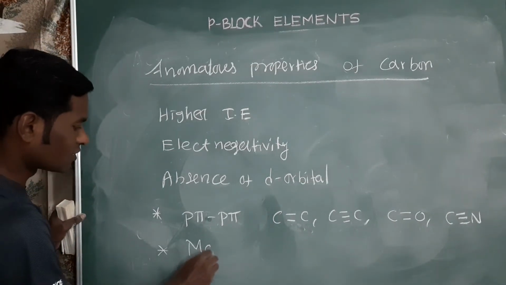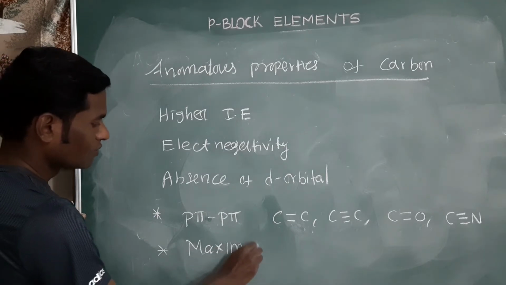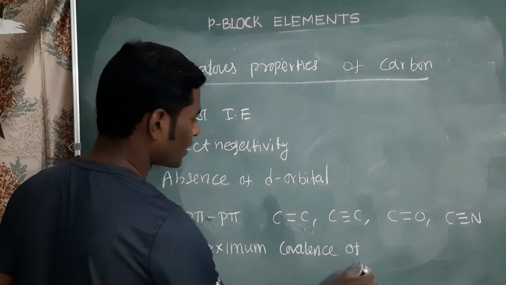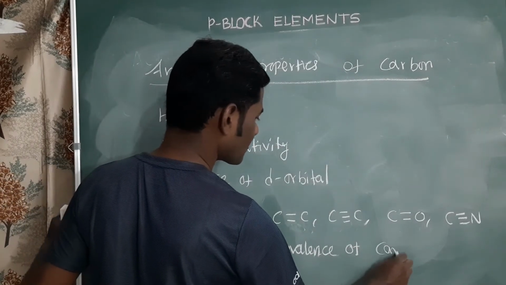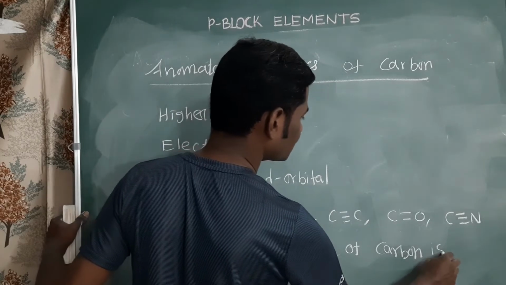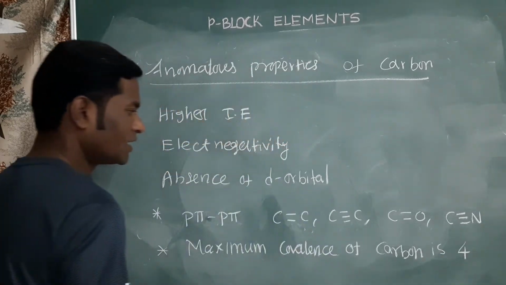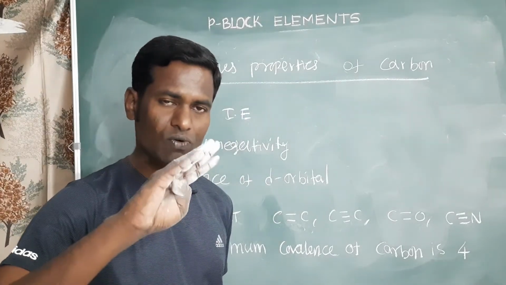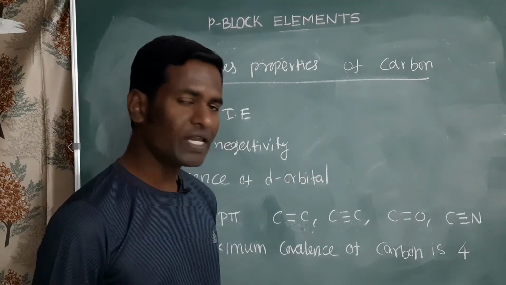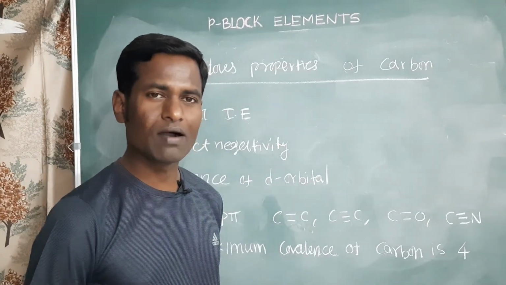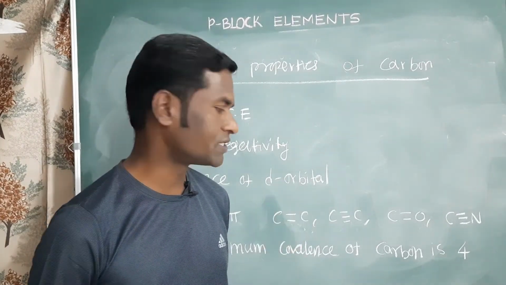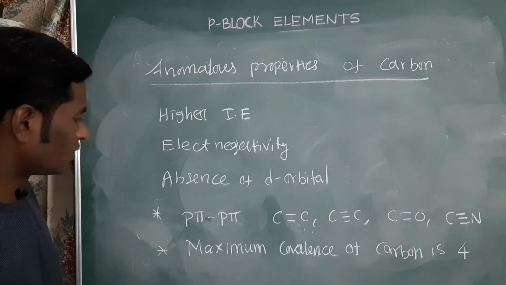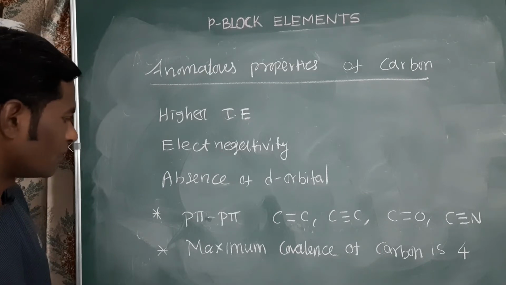Maximum covalence of carbon is only 4, due to absence of d orbital. It can utilize only ns2 electrons and np2 electrons, so the maximum covalent bond is only 4, but heavier elements can utilize d orbitals also. They can expand the coordination number up to 6 also. So this is another property of carbon different from its own group elements.